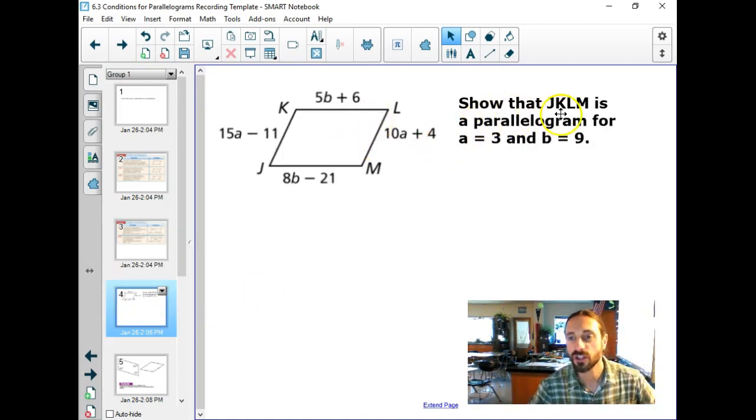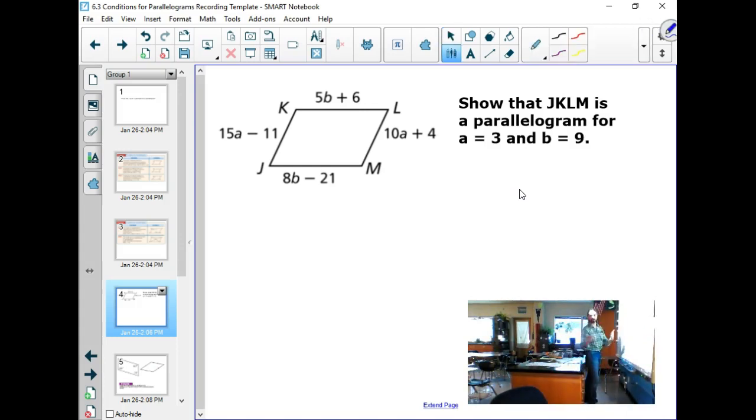It says, show that JKLM is a parallelogram if A is 3 and B is 9. Well, when you plug in 3 for A and 9 for B, you can find out if those opposite sides are congruent. And if they are congruent, then you know it's a parallelogram. Let's go ahead and do it at the board. I'll try to talk loud so you can hear me.